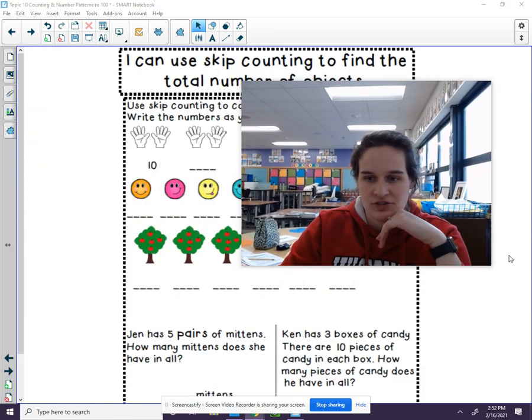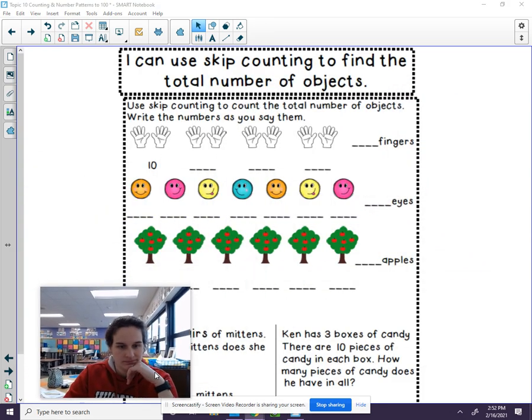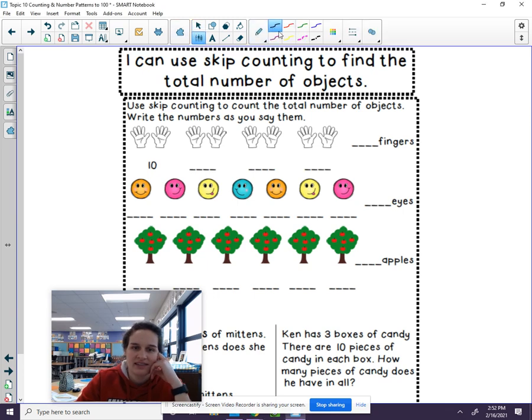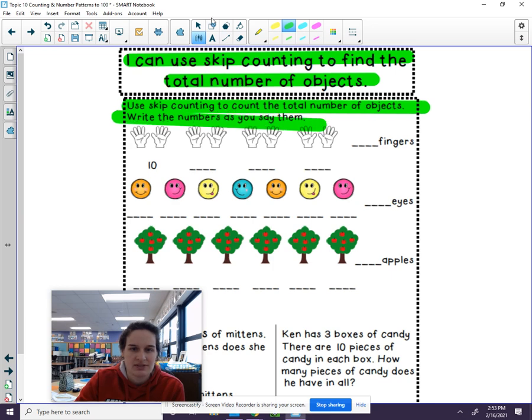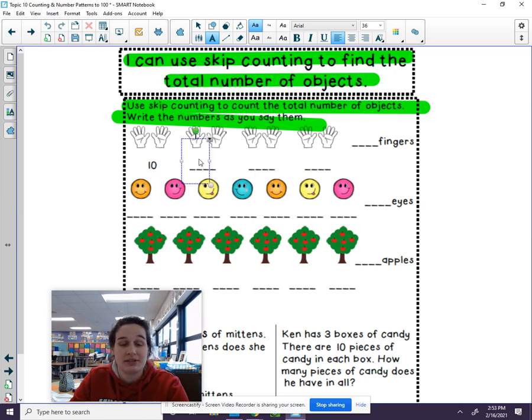Awesome. Your math sheet today looks like this. It says, I can use skip counting to find the total number of objects. You're going to do great at this. Use skip counting to count the total number of objects. Write the numbers as you say them. So for example, we see there's 10 fingers here. So it's 10. What would be the next number I should write?